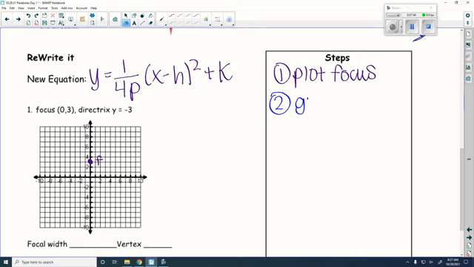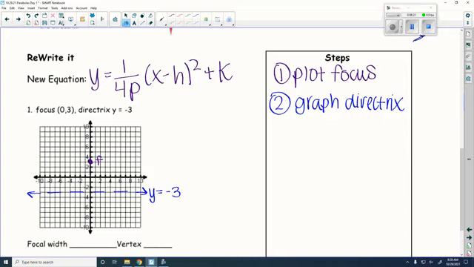Step 2, graph the directrix. Our directrix is at y equals -3. So go to y of -3 and draw your line. You can draw it solid or dashed, I don't care. I draw it so I don't mix it up with my actual graph. So you can do either, solid or dotted.